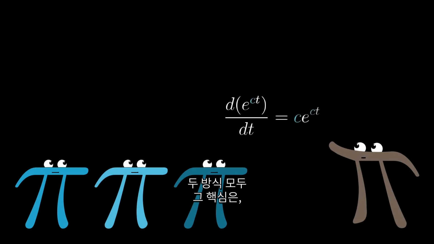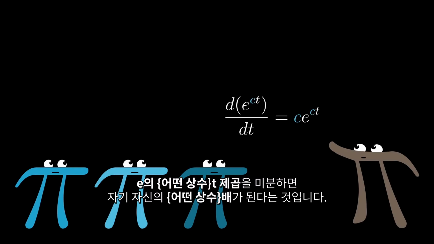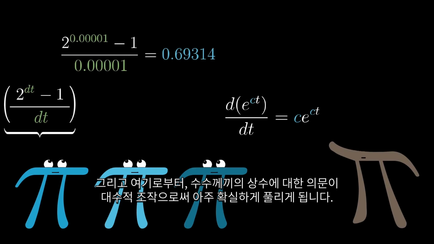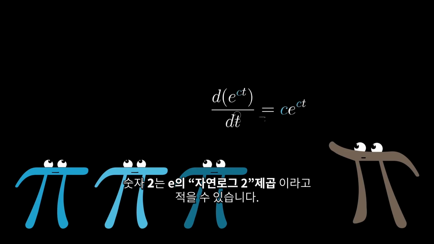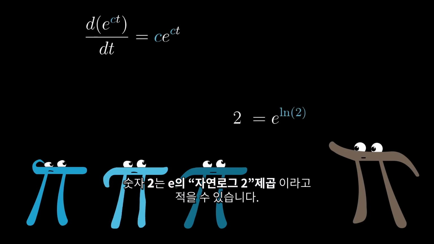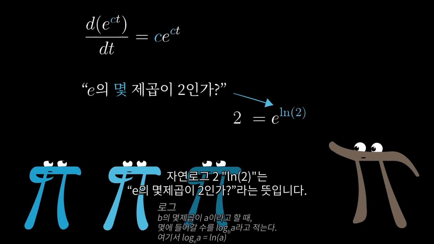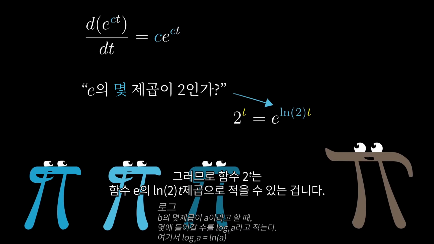Either way, the point is, e to the power of some constant times t is equal to that same constant times itself. And from here, the question of those mystery constants really just comes down to a certain algebraic manipulation. The number 2 can also be written as e to the natural log of 2. There's nothing fancy here. This is just the definition of the natural log. It asks the question, e to the what equals 2. So, the function 2 to the t is the same as the function e to the power of the natural log of 2 times t.